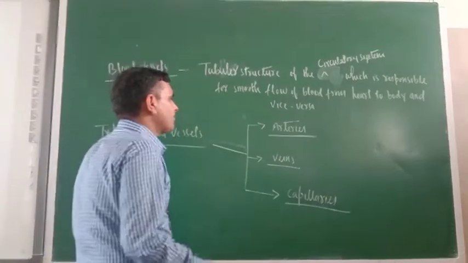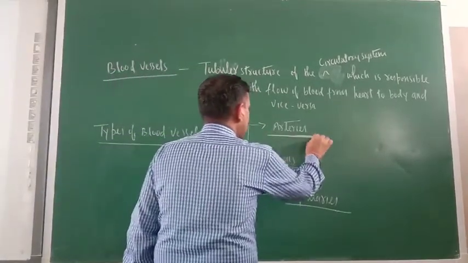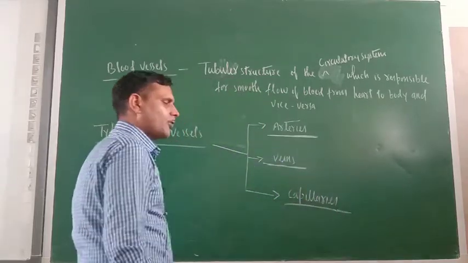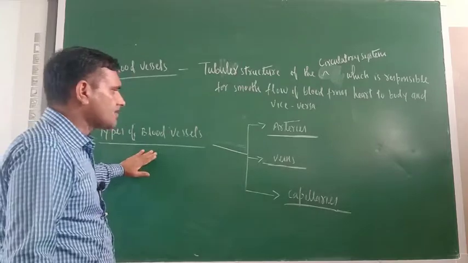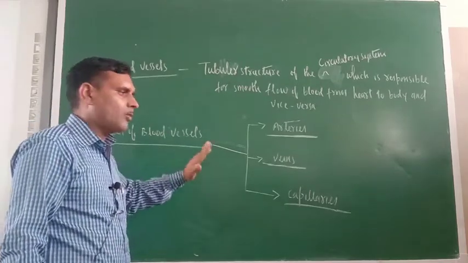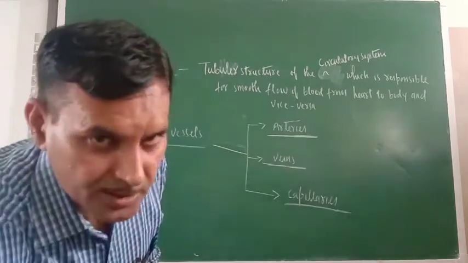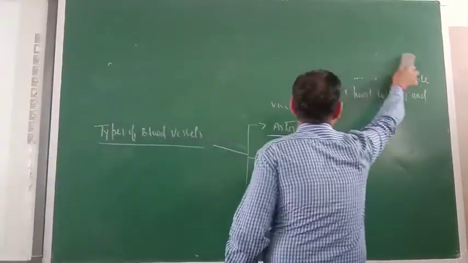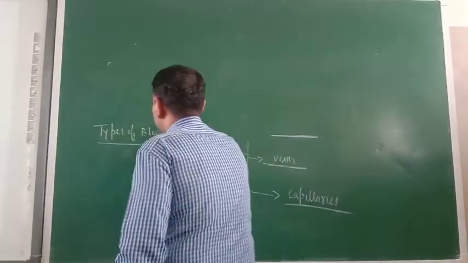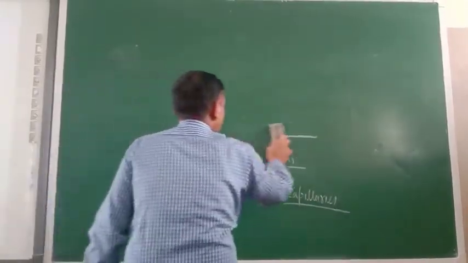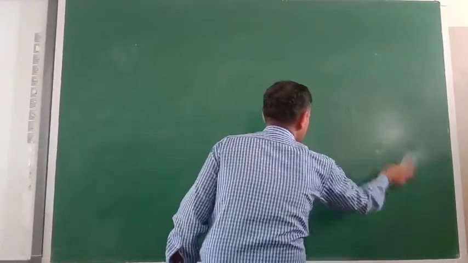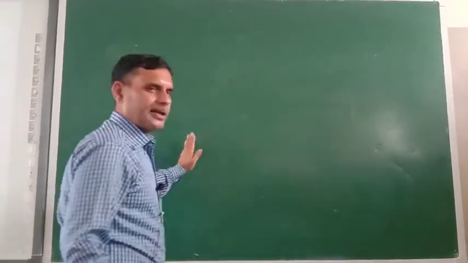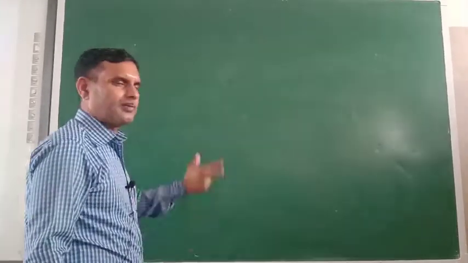Now, how many types of blood vessels are there? There are three types of blood vessels. First one is the arteries, second one is the veins, third one is the capillaries. One by one, I will explain to you. First I will explain arteries, point by point. Then I will tell you the veins, point by point. Afterwards I will ask you the question: what is the difference? All those points you write in tabular form, and your distinction will be ready.